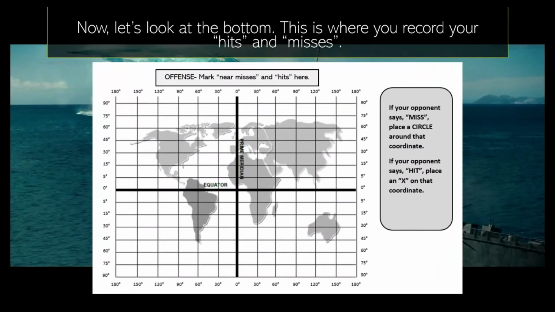Now let's look at the bottom part of this game board. This is your offense, and this is where you will mark your misses and your hits. If you want to think about it, this is the board you're going to use when you attack your opponent. Rather than go over all of this stuff, I'm going to demonstrate it for you. If your opponent says miss, you'll place a circle around that coordinate. If your opponent says hit, place an X on that coordinate.